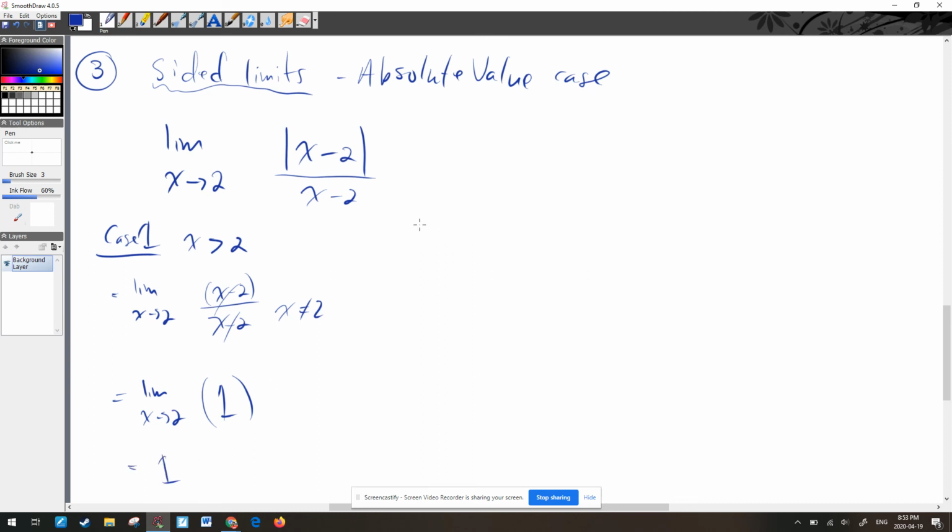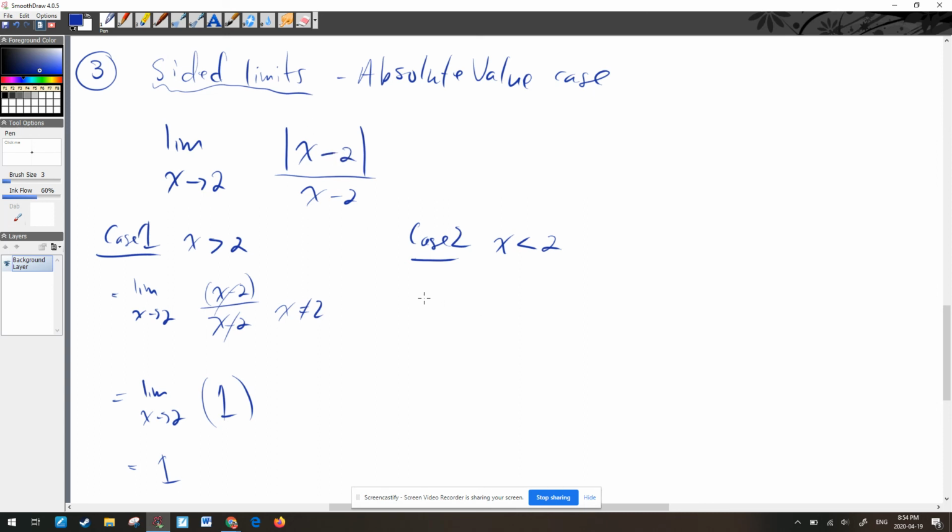And so then we're going to look at our second case, case 2. Our second case is going to be when the x values are less than 2. So when we have an x value that's less than 2. Well, if the x value is less than 2, we're going to have a number smaller than 2 minus 2. That's going to result in a negative number inside the absolute value. So the absolute value is going to play a role. It's going to squish that negative. It's going to get rid of the negative.